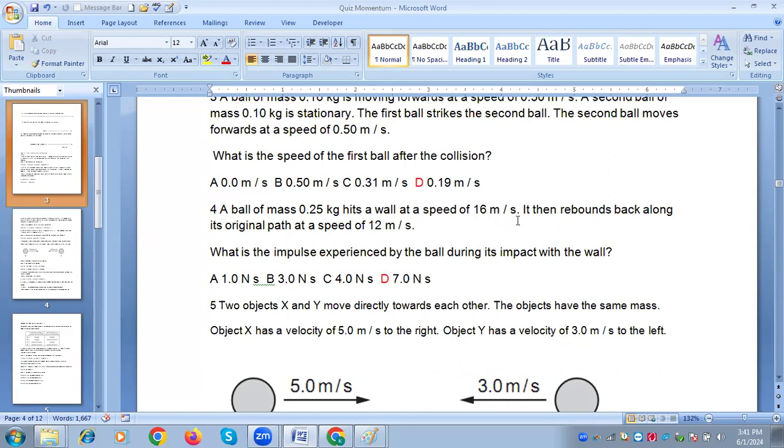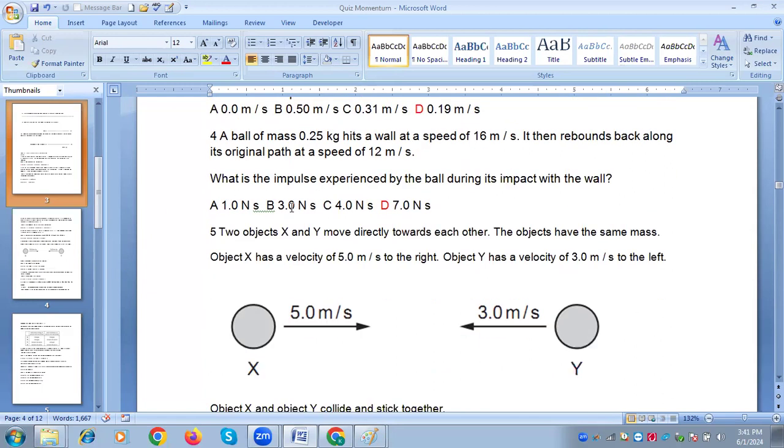Okay, question 4. A ball of mass 0.25 kg hits a wall at a speed of 16 meter per second. It then rebounds back along its original path at a speed of 12 meter per second. What is the impulse? This question is actually related simply to impulse. Anyhow, we will solve it because it's there in the worksheet.